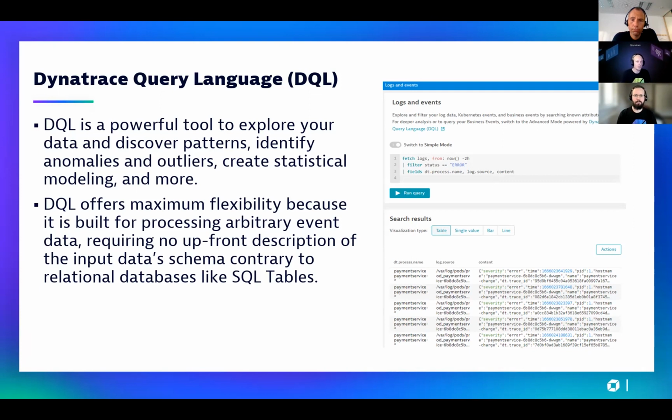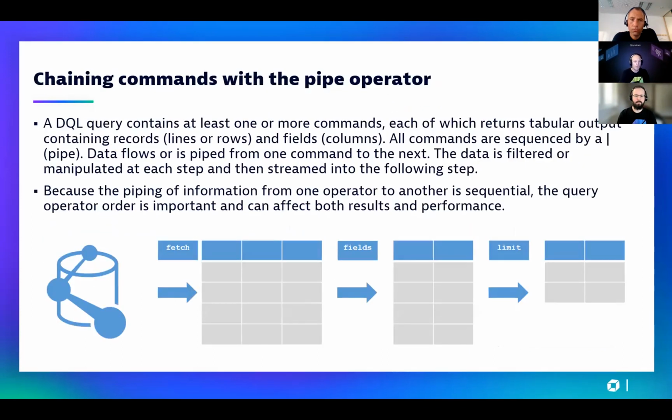One of the key things to understand about the Dynatrace query language is we have to chain commands with the pipe operator. So large queries become diced into smaller queries, and this allows us to be very fast and quick in returning the data.